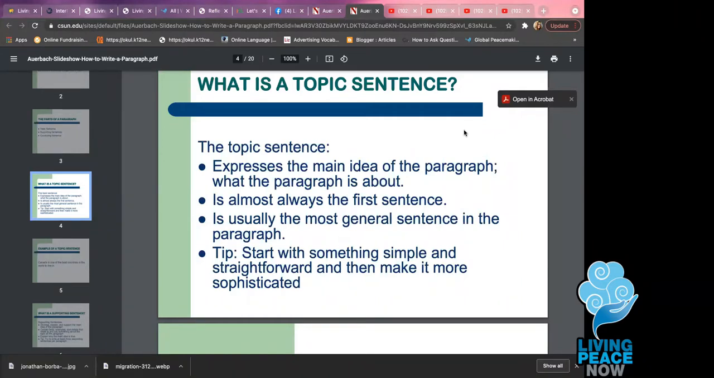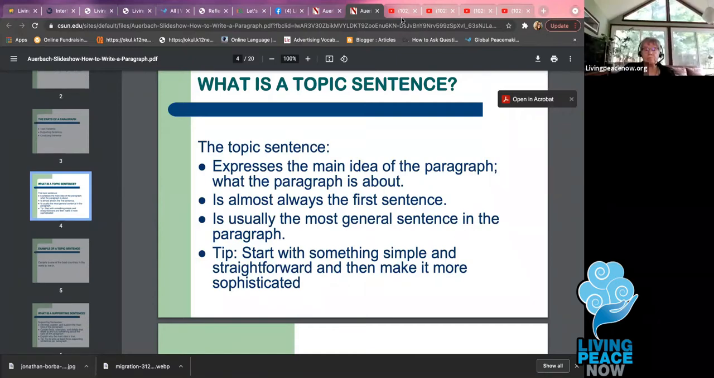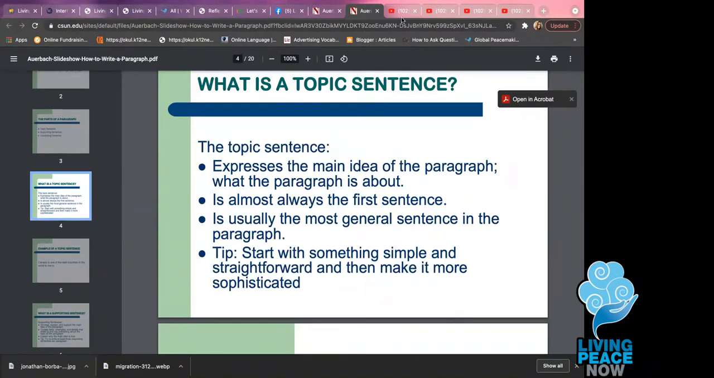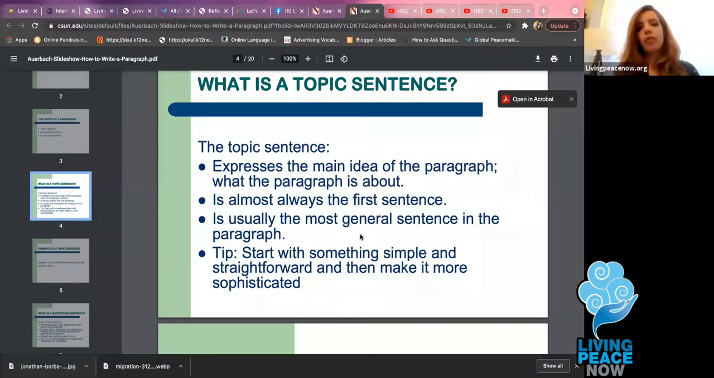The topic sentence expresses the main idea of the paragraph, what the paragraph is about. The topic sentence is almost always the first sentence. The topic sentence is usually the most general sentence in the paragraph. The topic sentence tip is start with something simple and straightforward and then make it more sophisticated.